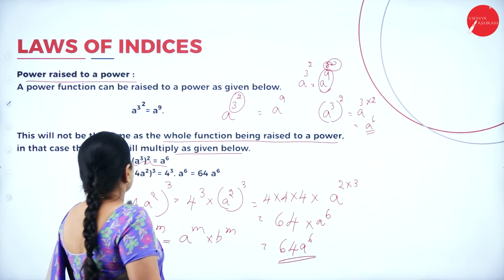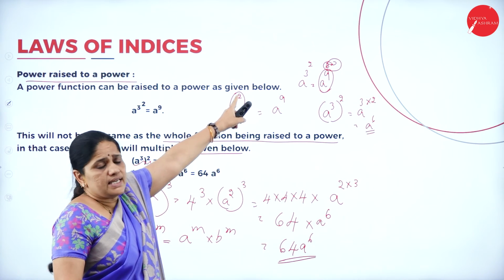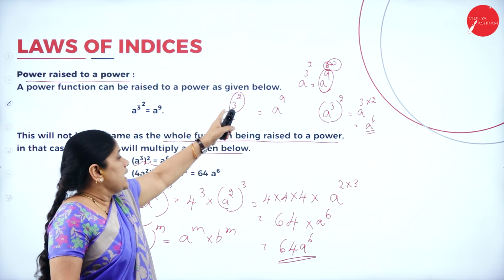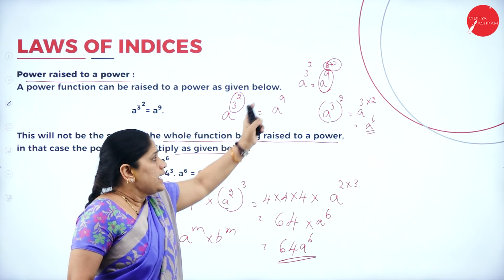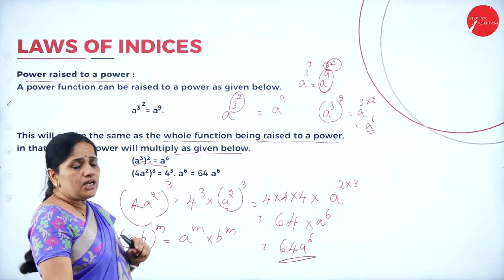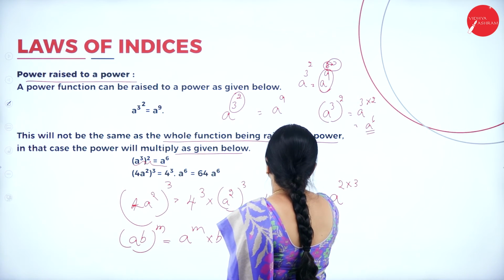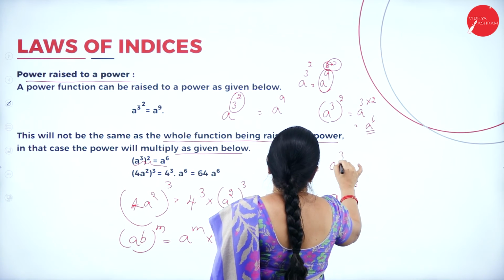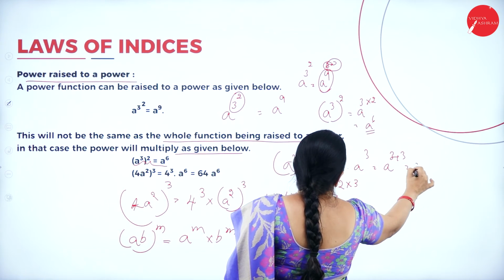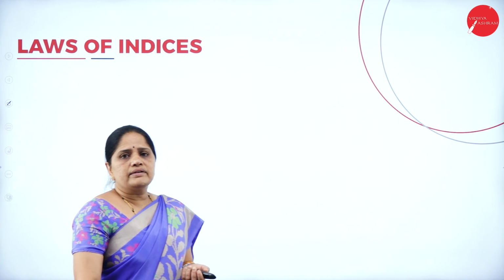So in this way, we can understand that any number which is raised to a power, we have to just raise it to that power. So a to the power 3 whole square will be a to the power 9. But then if there is a bracket, it makes a lot of difference. So a to the power of 3 whole to the power 2 will be a to the power of 3 into a to the power of 3, a to the power of 3 plus 3, a to the power of 6. So we can see now.